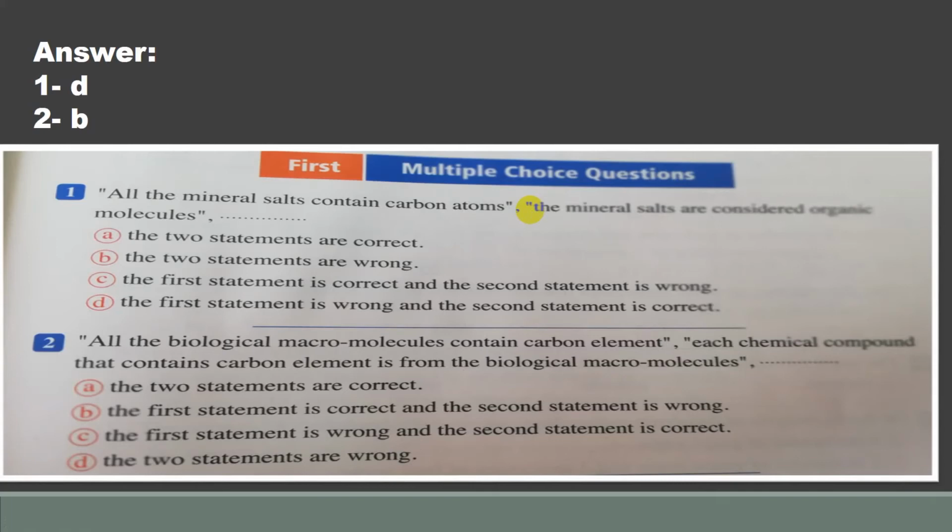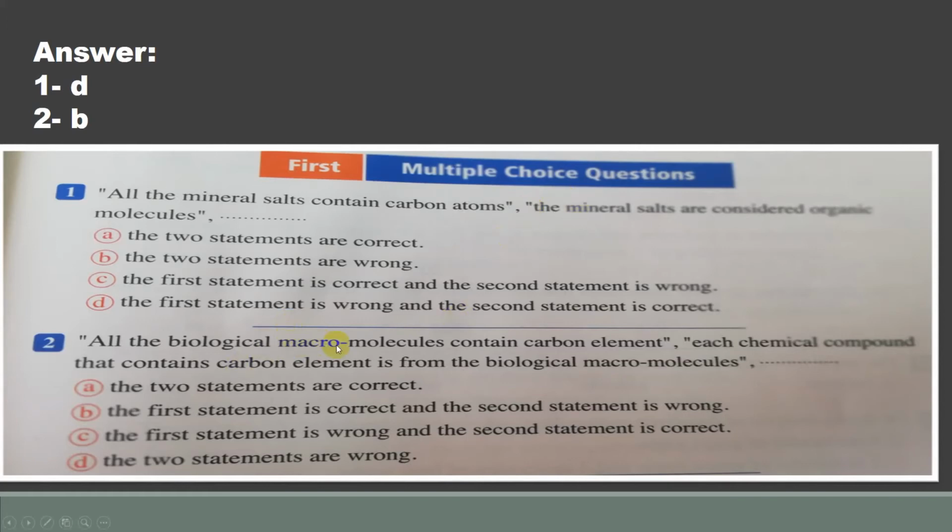All the mineral salts contain carbon atom. It means mineral salt, if you remember, is an inorganic substance. Contain carbon atom. The mineral salts are considered an organic substance. Which statement is correct? Of course, both of them are wrong. The mineral salt doesn't contain carbon atom, and at the same time, the mineral salt is not an organic substance. So the answer is number D.